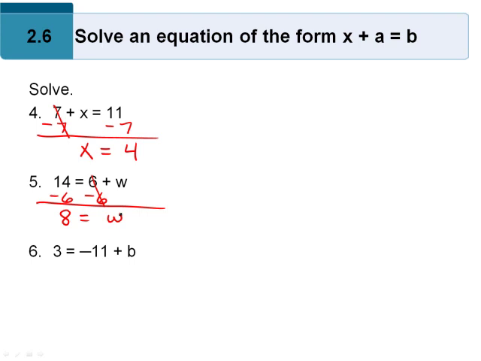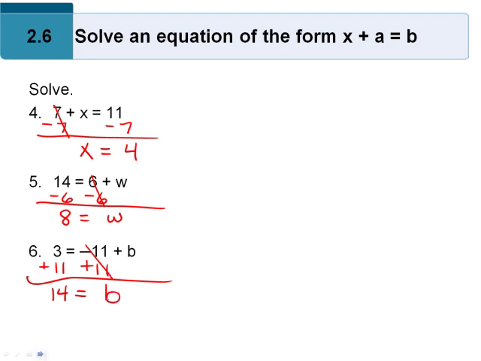That's the main thing. Look at number 6. We have 3 equals negative 11 plus b. So my variable is b. I want to get rid of the number on the same side, the negative 11. Since it's a negative 11, I'm going to do the opposite. I'm going to add 11 to both sides of the equal sign. Okay? So 3 plus 11 gives me 14. The 11's do cancel, and we bring down b.